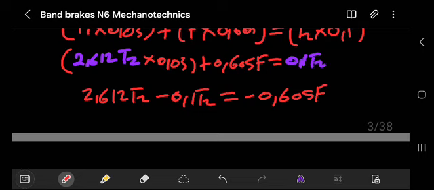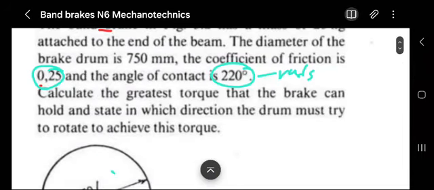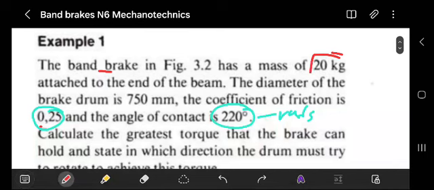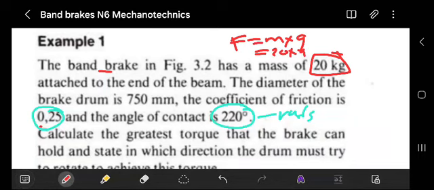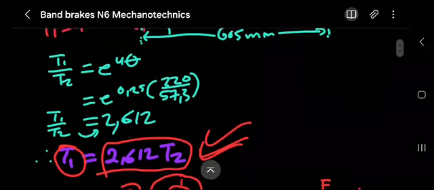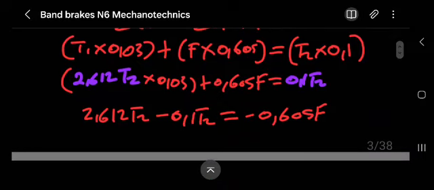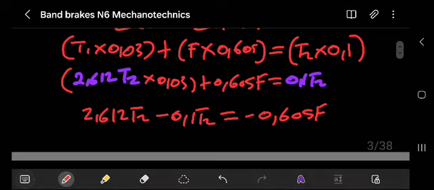There's some interesting thing. What about F? We've been given the mass here as 20, but force is equal to mass multiplied by gravity. This will be 20 times 9.81. This is what we have, isn't it?